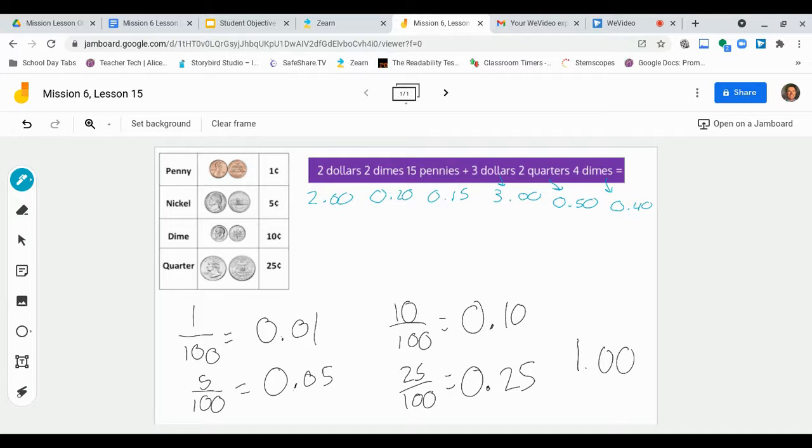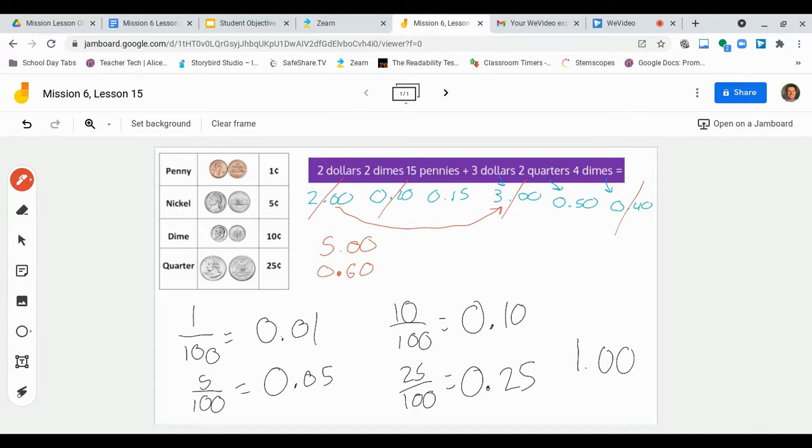I like to add my like units first. Let's change colors here just so we can see a little better. My dollars: I had $2 and $3, so $2 plus $3 is $5. And again, you don't have to do it this way. You can just line them all up and add them if you'd like, but this is how I like to. I had two dimes and four dimes, so 20 cents and 40 cents. Well, 20 plus 40 is 60 cents, or 60/100ths. I'm just crossing them off because I used them.